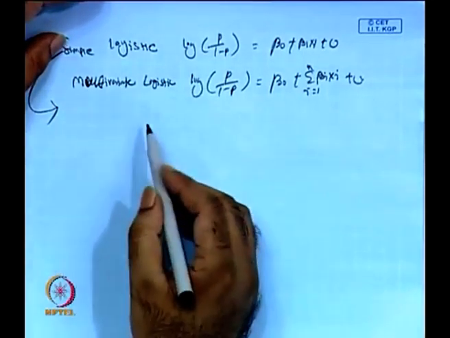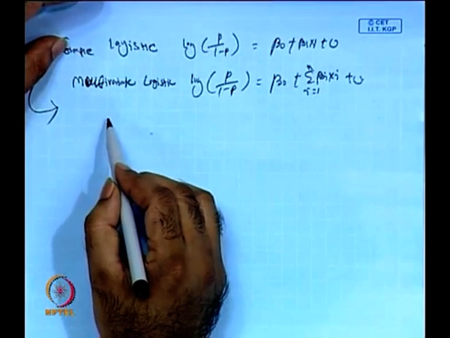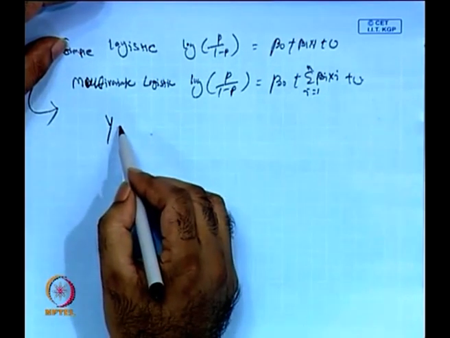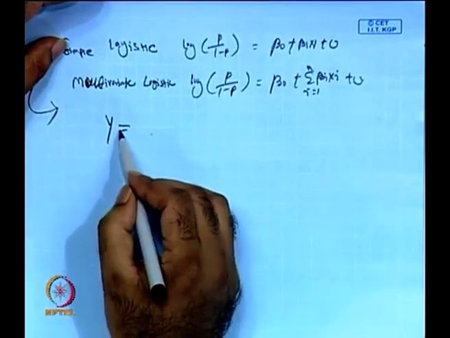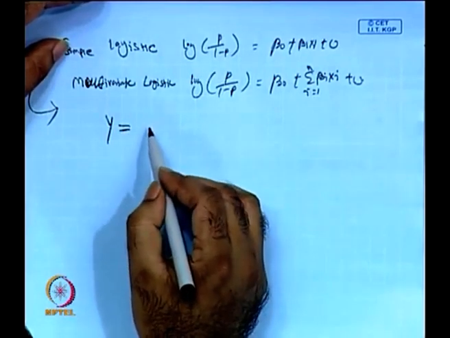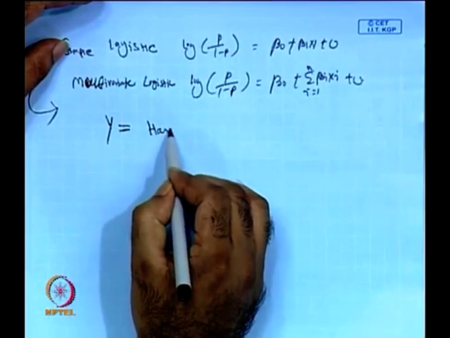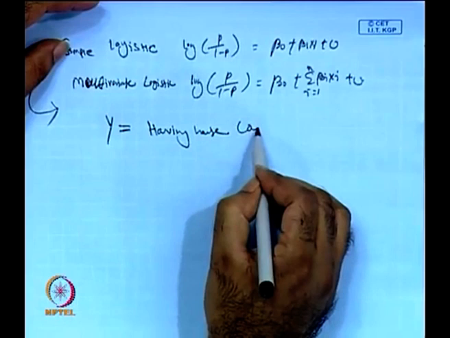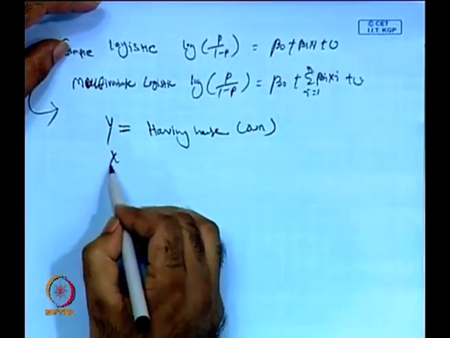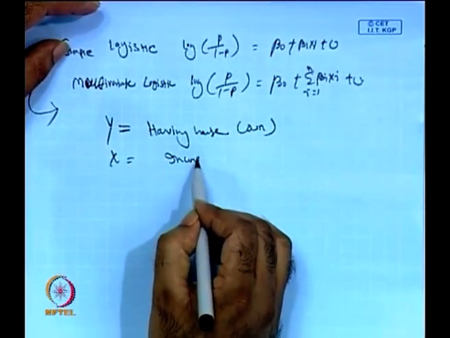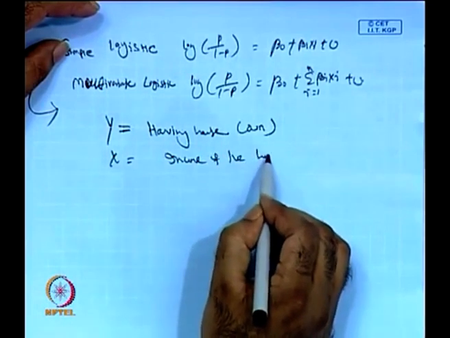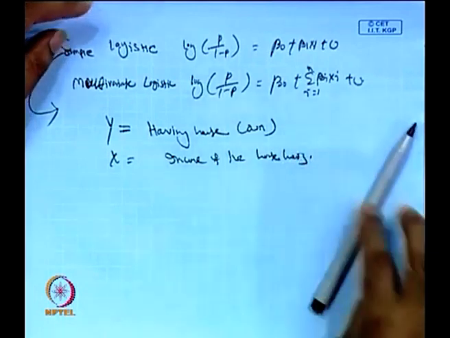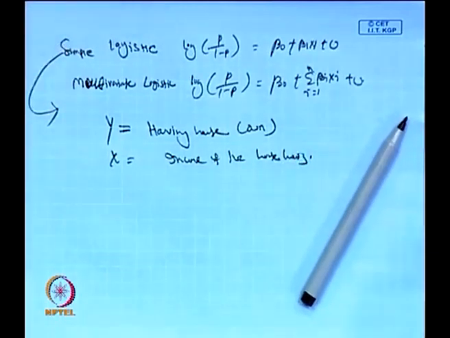What you have to do? We'll take the same problem. So let y, which is the starting point, be having one house, and x be the income of the household. Okay, so this is how you have to represent the structures.